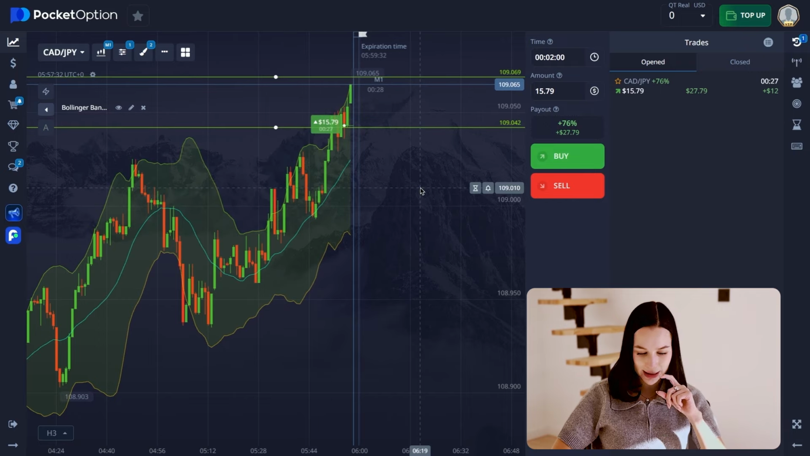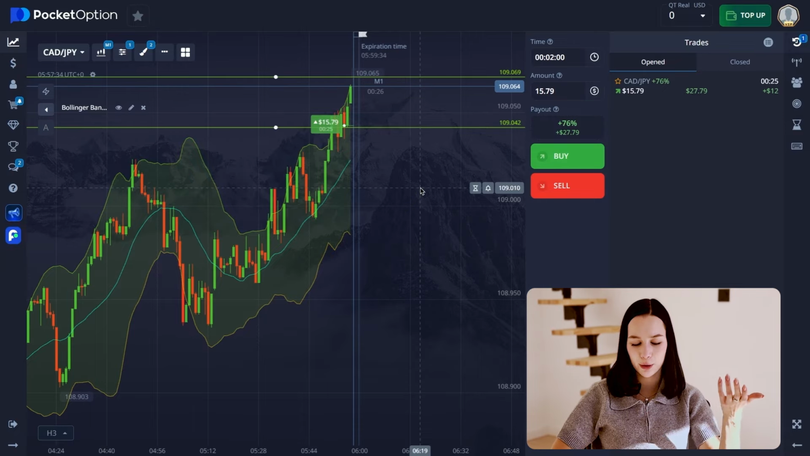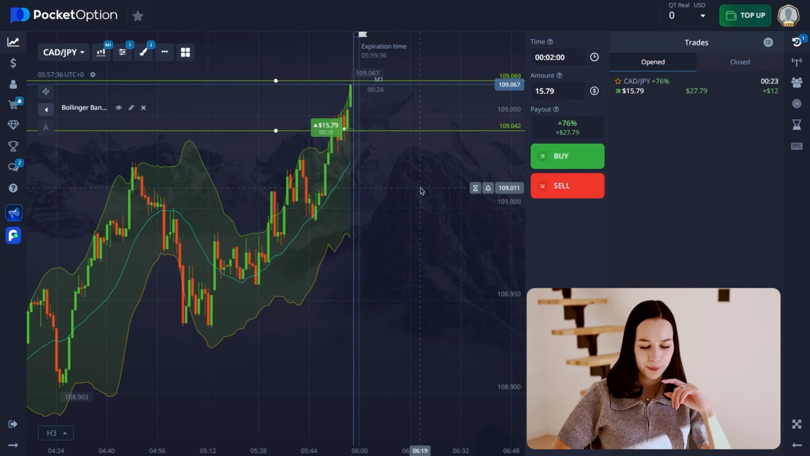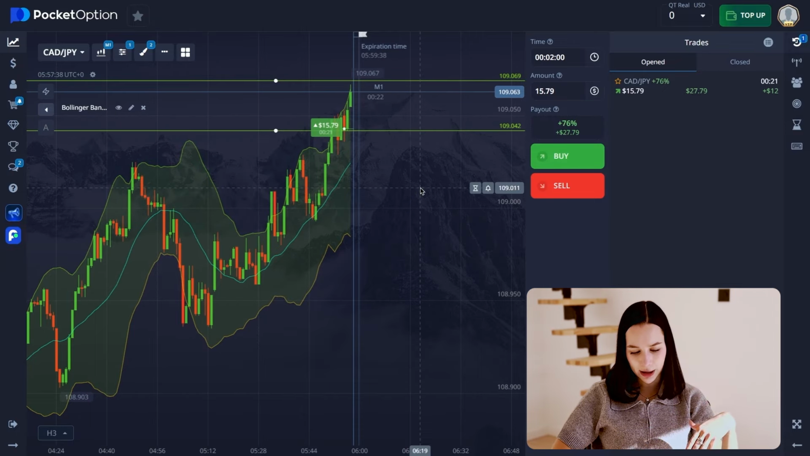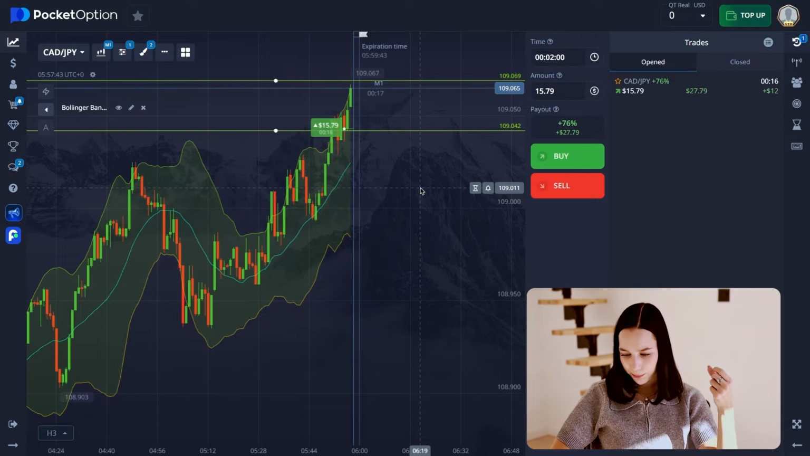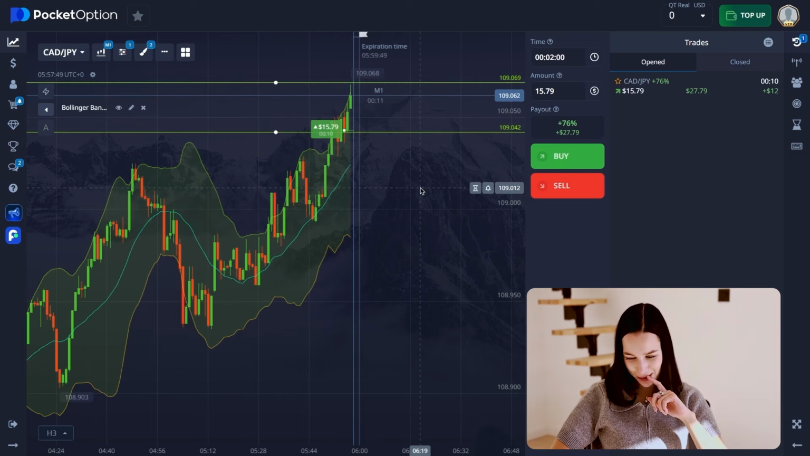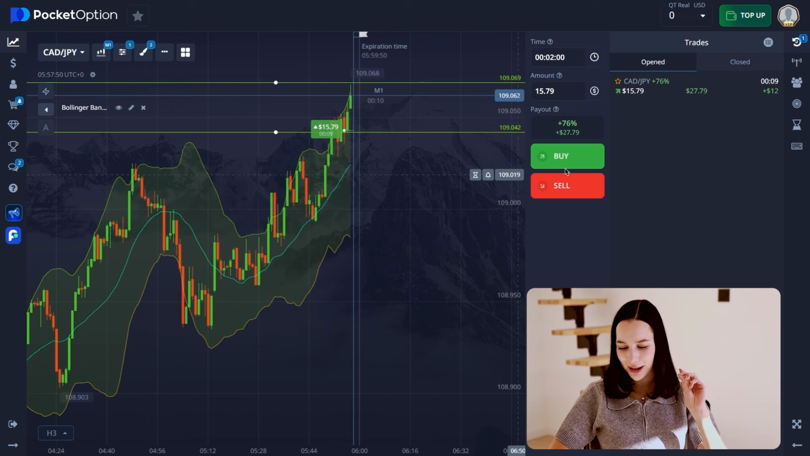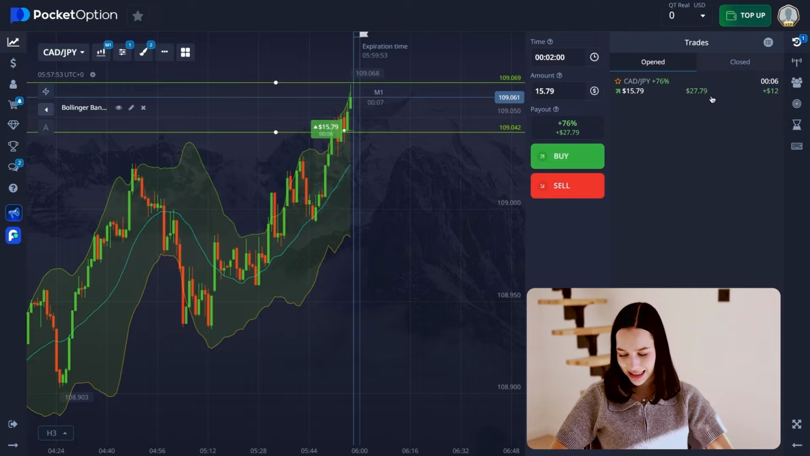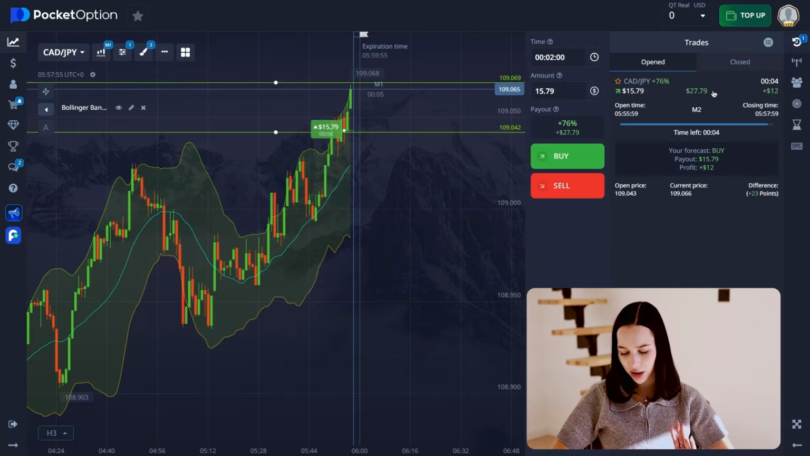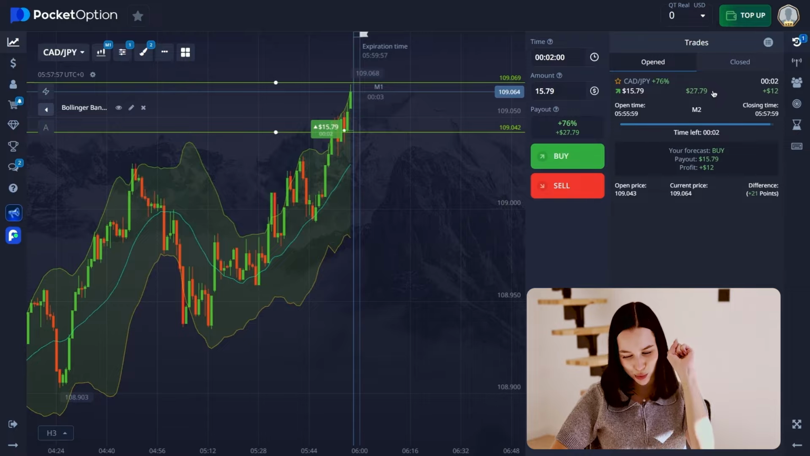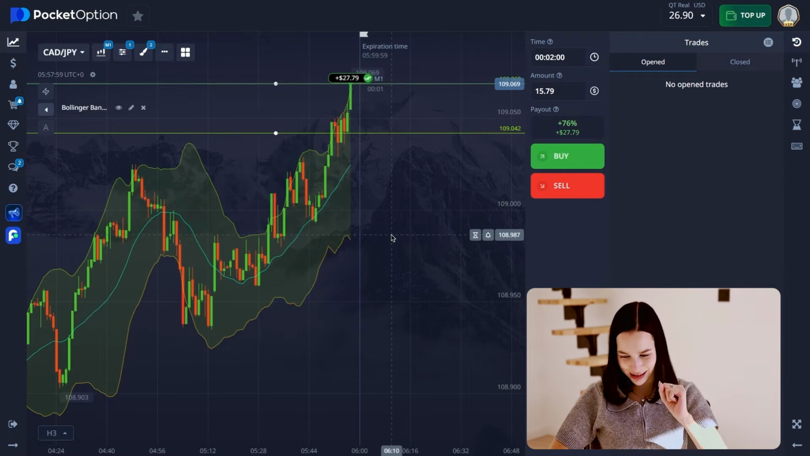Also here, the Bollinger Bands are expanding upward, confirming increasing bullish volatility. And the middle line is sloping up. It's a strong confirmation of an active uptrend. So now it's 15 seconds. Let's wait. I hope it's gonna be good. And it's not gonna be like on the previous trades. Okay, now it's 7, 6, 5, 4, 3, 2, 1, and we close this trade at a plus.